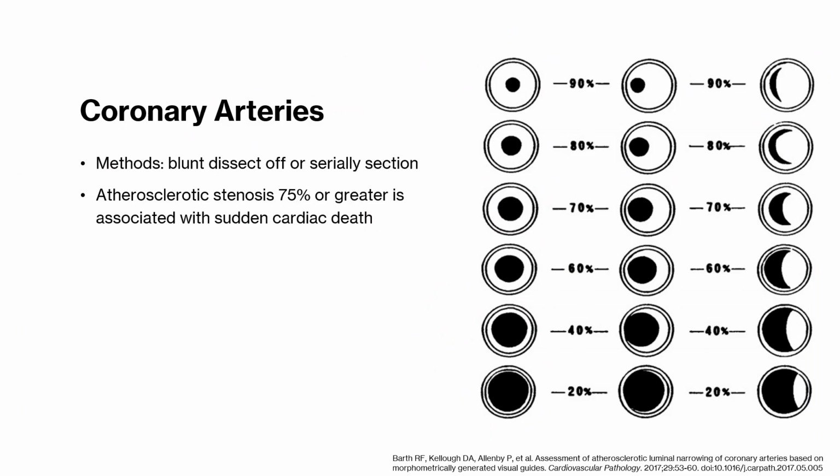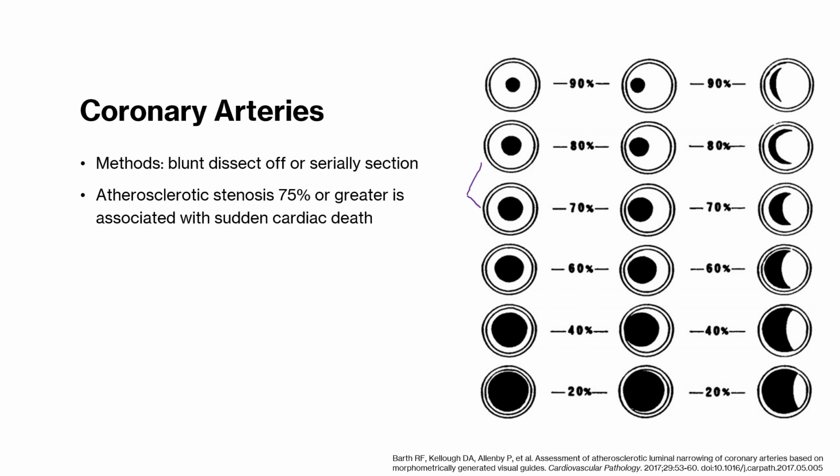So why do we put in all of this effort into these coronary arteries via the blunt dissecting off or serially sectioning? That has to do with atherosclerotic stenosis. Importantly in the medical examiner setting, but it can also come across in your hospital autopsy deaths as well, atherosclerotic stenosis of 75% or more is associated with sudden cardiac death.